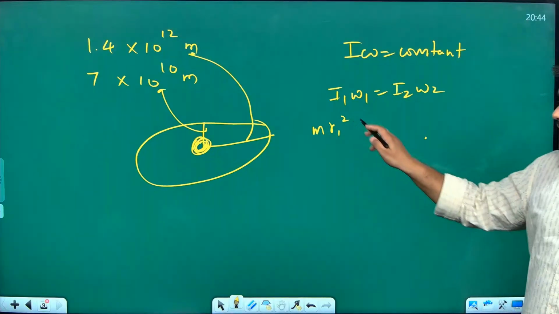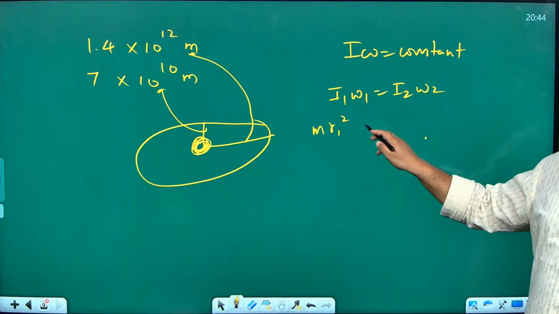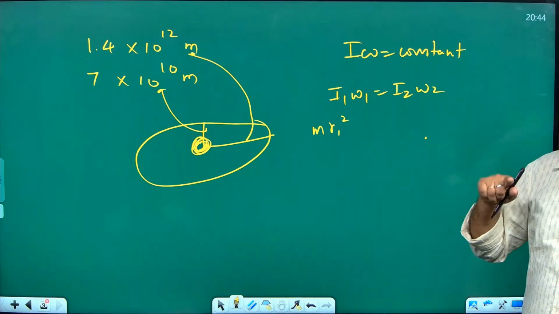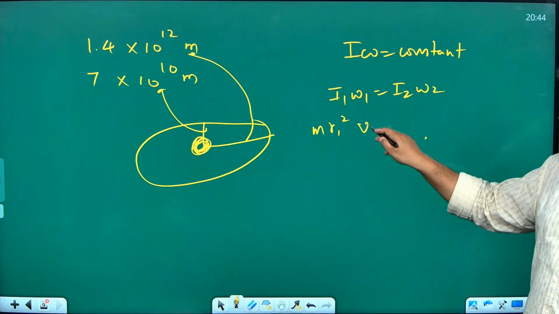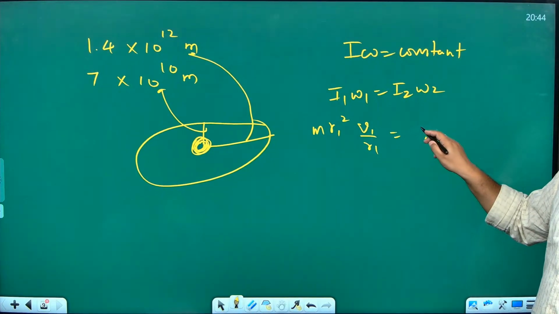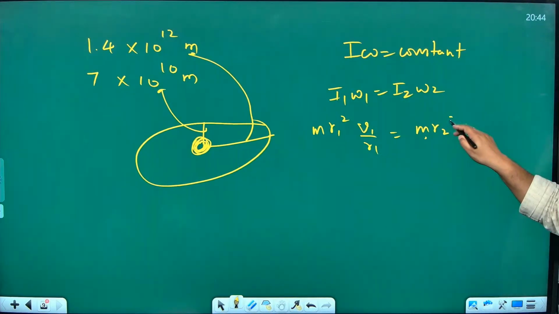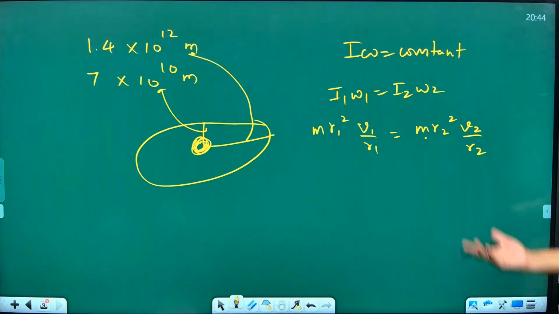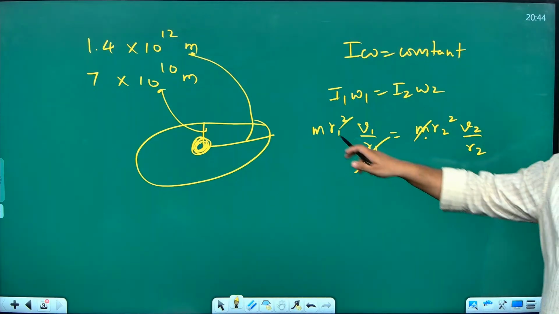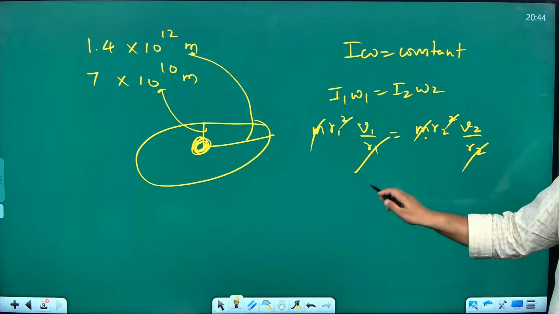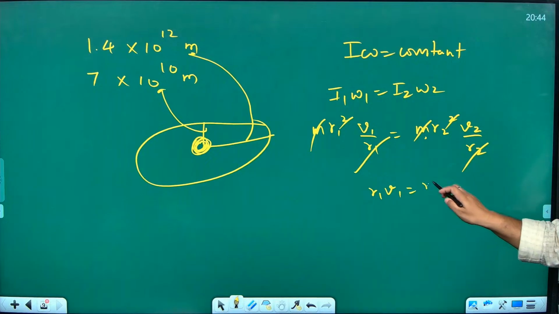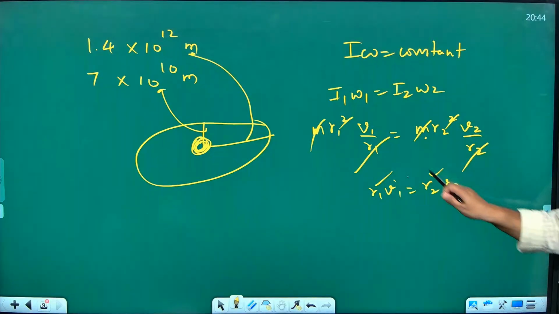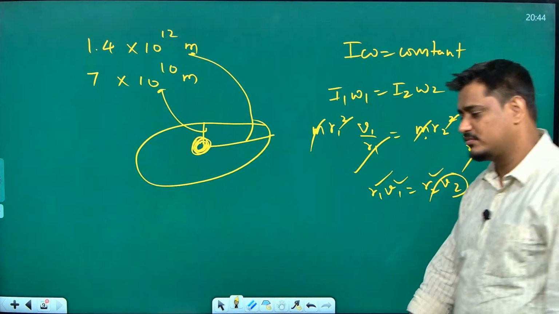So, m R1 square into omega 1. What is omega? V by r. V is equal to r omega. Why am I writing in terms of V? Because they are giving velocity in meter per second. So I am writing m R1 square into V1 by R1 is equal to m R2 square into V2 by R2. Do you agree with me? Now m gets cancelled. Now it became R1 V1 is equal to R2 V2. R1 is given, R2 is given, V1 is given. Can't you find V2?